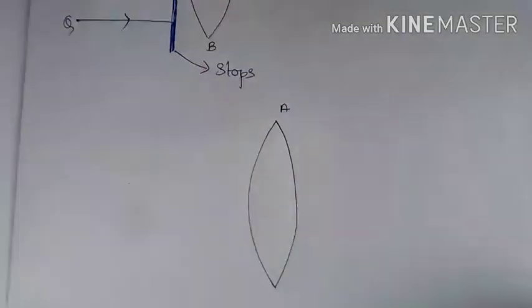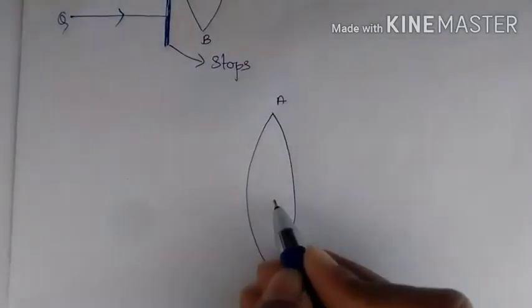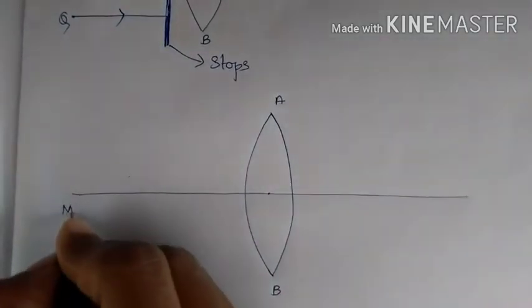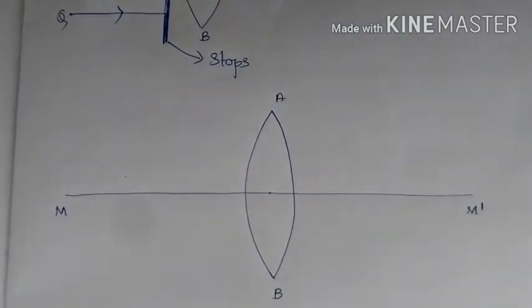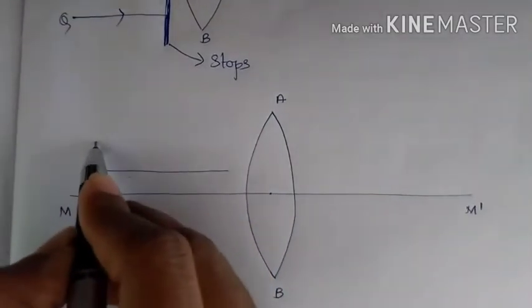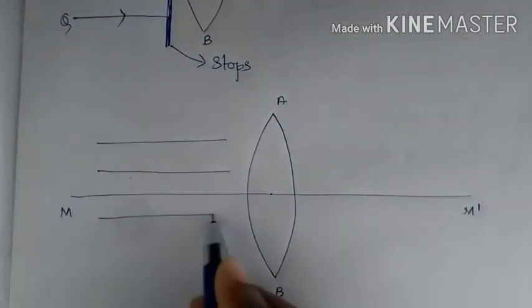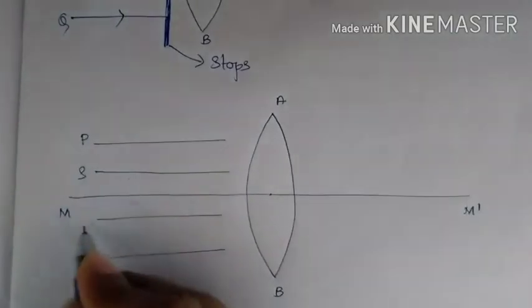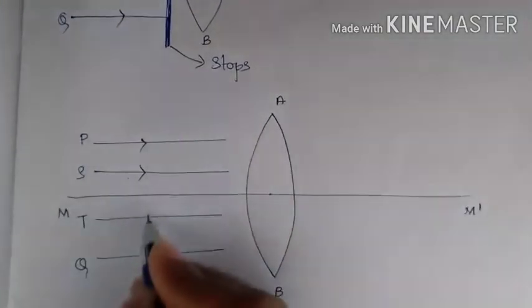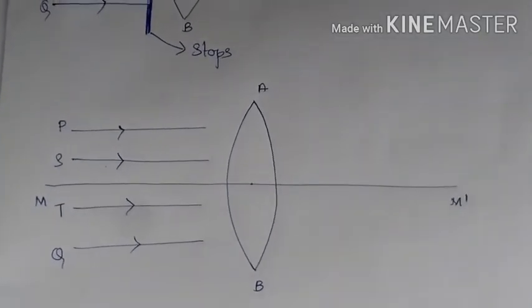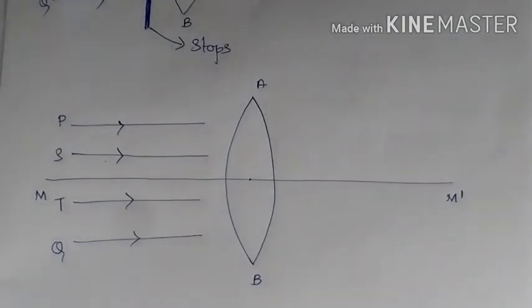So this is the wide aperture lens AB. Here is the center of the lens. The principal axis MM prime passes through the center of the lens. So again you have 4 rays: P, Q, S, T. These 4 rays are coming from infinity, and when these 4 rays fall on the thin convex lens, all these 4 rays meet at a point and form the image.